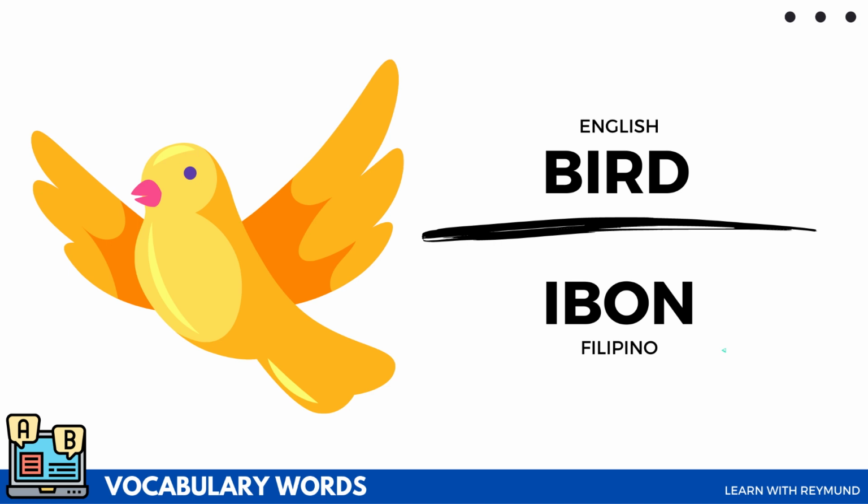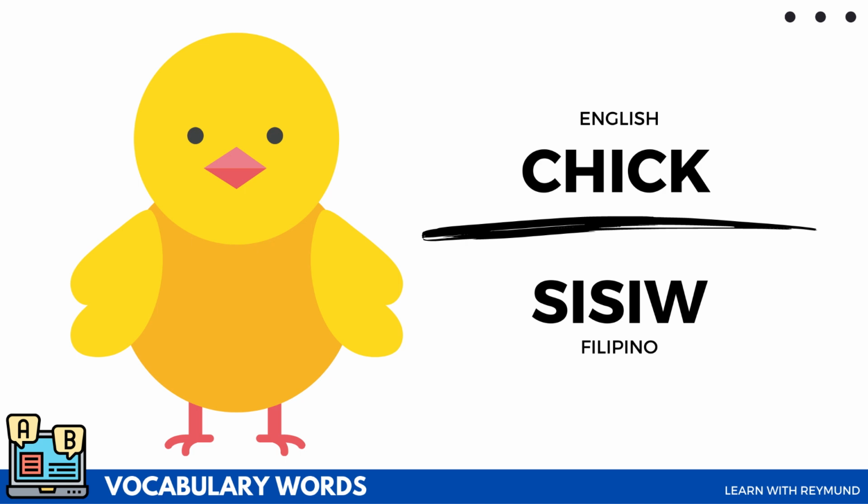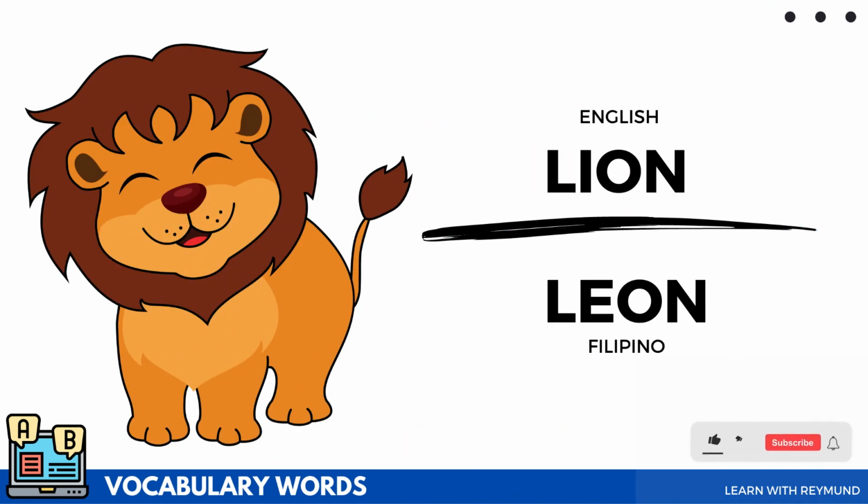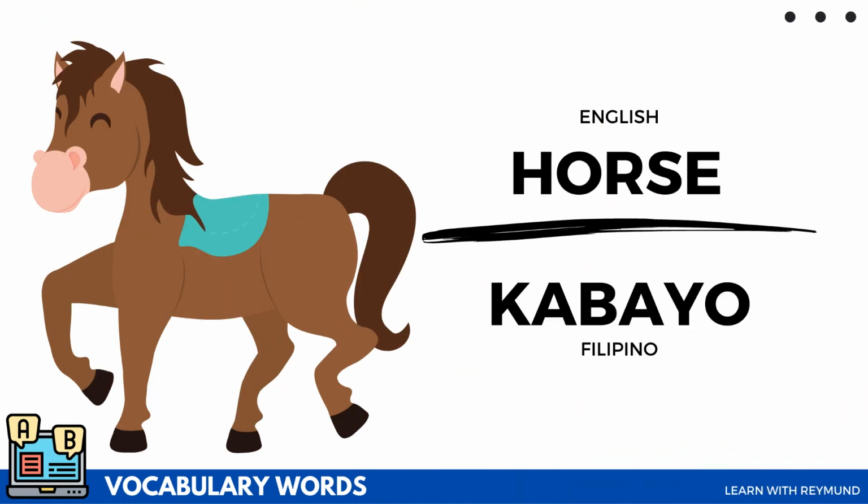Bird, ibon. It's a chick in English and it's a sisiw in Filipino. Chick, sisiw. In English, it's a lion, and in Filipino, it's a leon. Lion, leon. In English, it's a horse, and in Filipino, it's a kabayo.